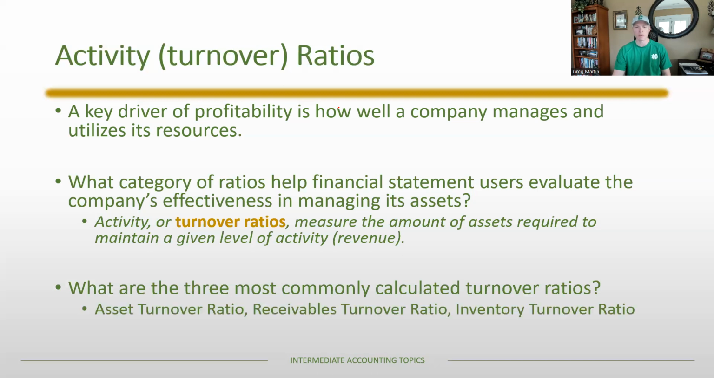And so the 3 most common ones: asset turnover ratio, receivables turnover ratio, and inventory turnover ratio. Obviously asset turnover talks about the efficient use of all of our assets. The receivable turnover ratio is the efficient use of receivables. And finally, inventory turnover is the efficient use of inventory. So that's the general idea.